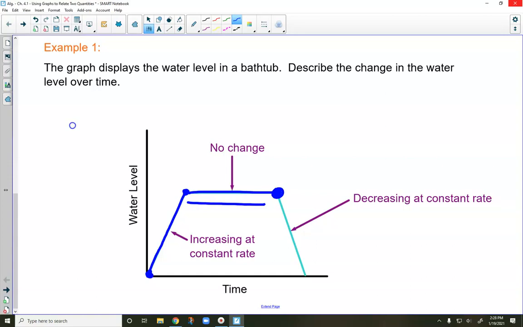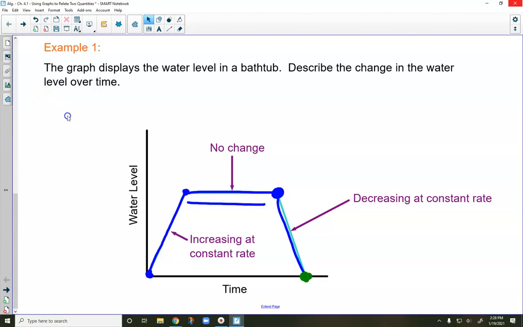At this point right here, though, the water level is starting to get lower. It's decreasing again at a constant rate. What's happening is you're draining the tub until this point right here. At this point, the tub is no longer filled with water. It's completely empty, and the water level is back down to 0.